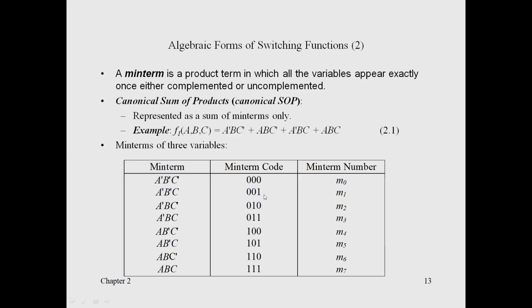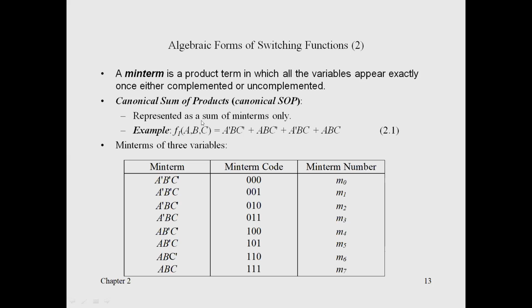Whereas in case of POS, product of sums, okay, you can see here there's a sum, and each is multiplied. So it is product of sums. And in an SOP expression, remember, you just take down this one. A min term is a product term in which all the variables appear exactly once, either complemented or uncomplemented.